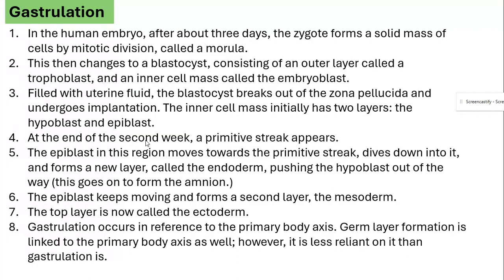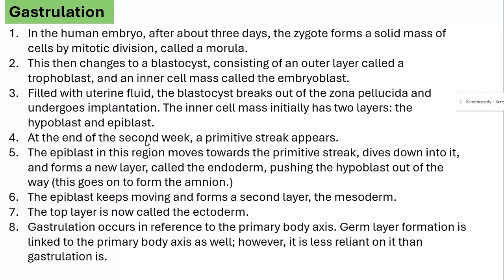All right. In the human embryo, after about 3 days, the zygote forms a solid mass of cells by mitotic division called a morula. This then changes to a blastocyst consisting of an outer layer called the trophoblast and an inner cell mass called the embryoblast. Filled with uterine fluid, the blastocyst breaks out of the zona pellucida and undergoes implantation. The inner cell mass initially has 2 layers, the hypoblast and the epiblast. We just saw that. At the end of the 2nd week, a primitive streak appears.